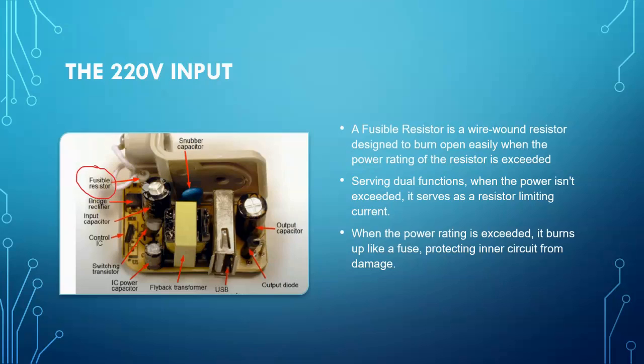Now this is the 220 volt input side. Over here a fusible resistor is present. A fusible resistor is a wire wound resistor designed to burn open easily when the power rating of the resistor is exceeded. So it serves dual functions.